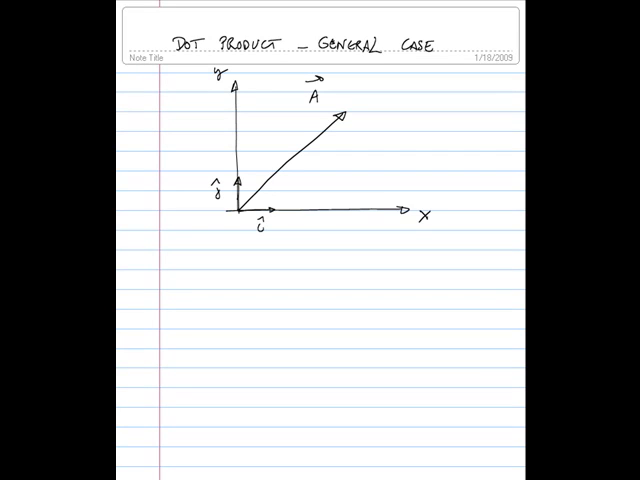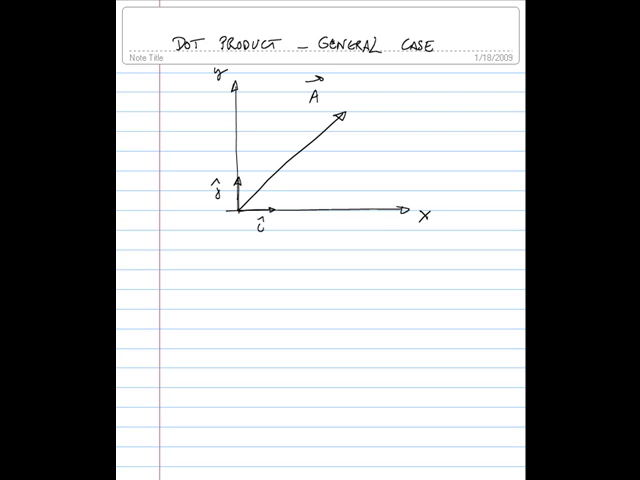Let's revisit the dot product and see how it is consistent with everything we've been doing up to now. Recall the component notation of a particular vector A, which you can write as ax i plus ay j.